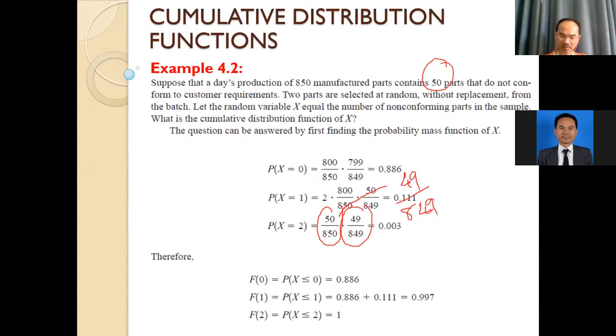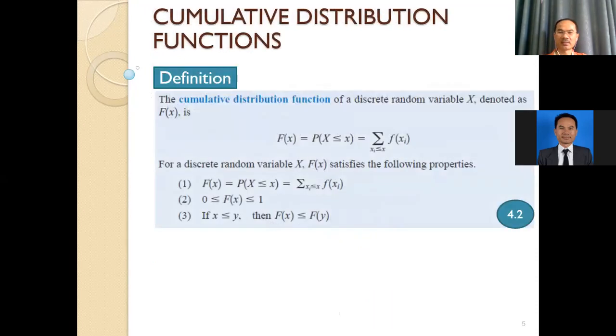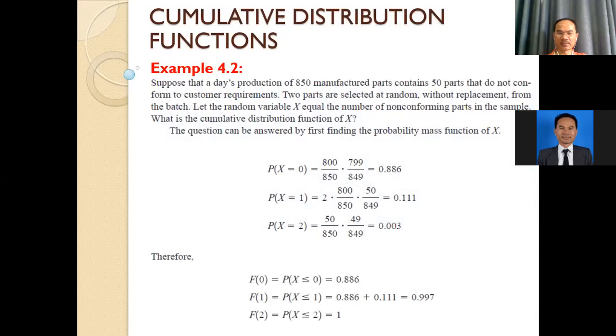Okay, this is the probability based on the cumulative distribution function. In conclusion, the probability that X is less than or equal to 0 equals 0.886, or about 88.6%. And the probability that X is less than or equal to 1 is this plus the previous one. We call it cumulative. This is the cumulative.